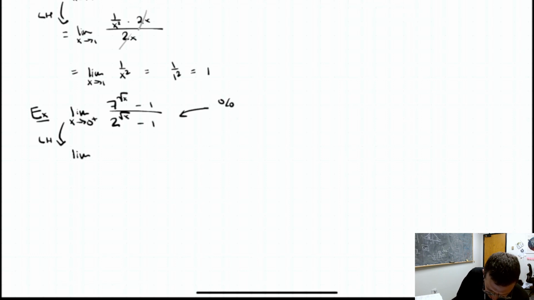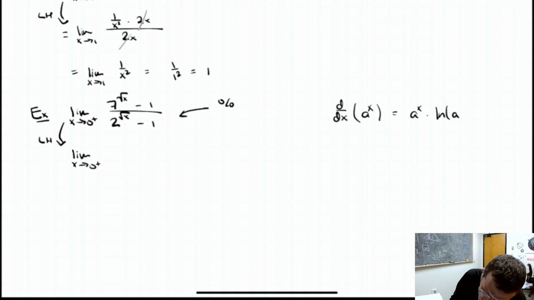And we're going to get the limit as x approaches 0 from the right of, okay, the derivative of an exponential. Let me remind you, the derivative of a to the x is a to the x times the ln of a. So the derivative of 7 to the root x is 7 to the root x times the ln of 7. But it's not just an x that I have in the exponent. The chain rule says I also need to multiply by the derivative of root x, which is 1 over 2 root x. And then, of course, when I differentiate the minus 1, it goes away.